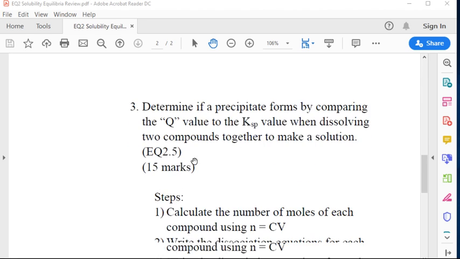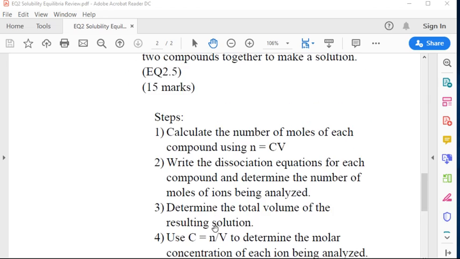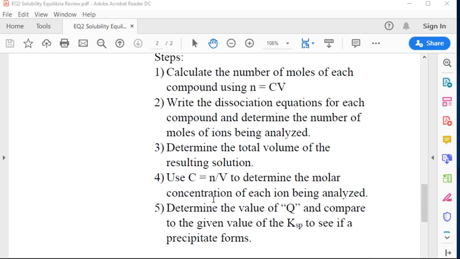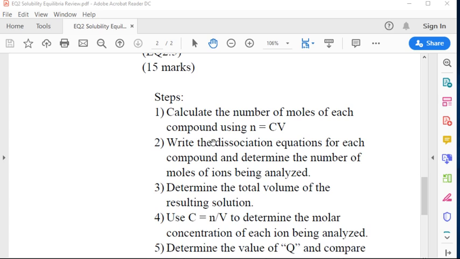You are allowed to use this review paper because I outlined the steps in which we did this. Or if you want, you can write these steps out so you have them, and it gives you a hint in terms of what we're doing at each step. So we can go back and, of course, use the notes, but the steps outline what's going on in each step. So calculating the moles of each compound by rearranging C equals N over V to solve for N. Then, of course, we want to know the moles of the ions in question being analyzed, so we write dissociation equations and see what the ratio is, figure out the number of moles.